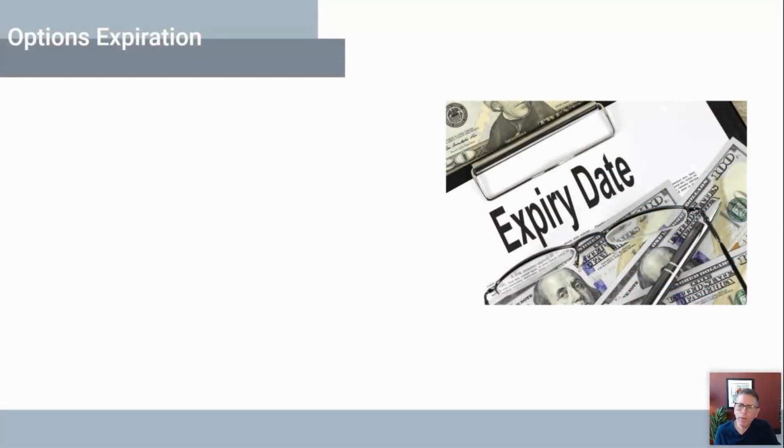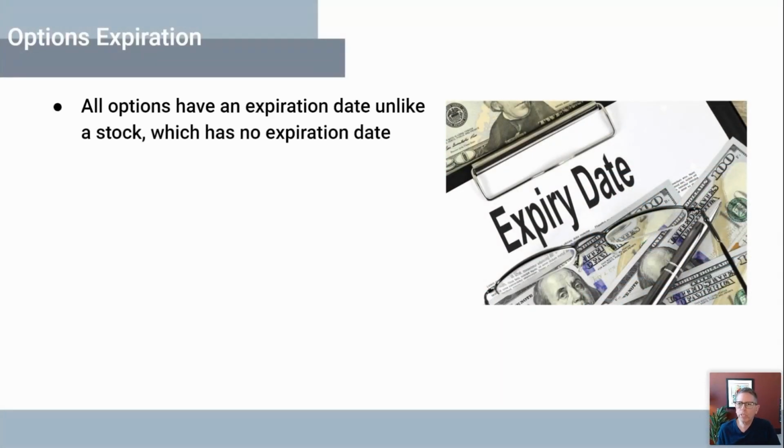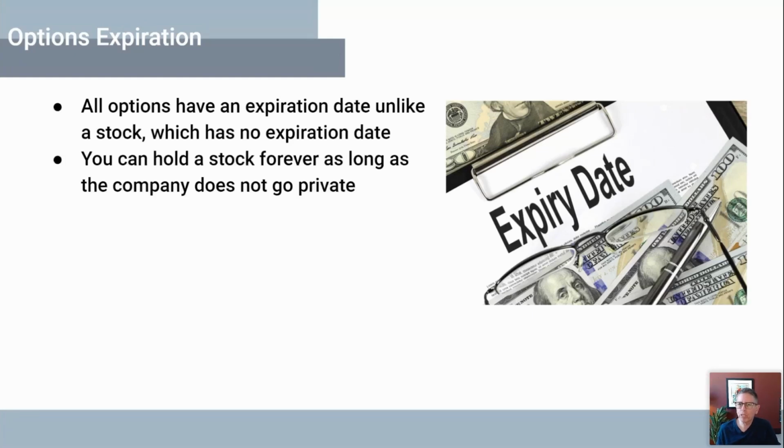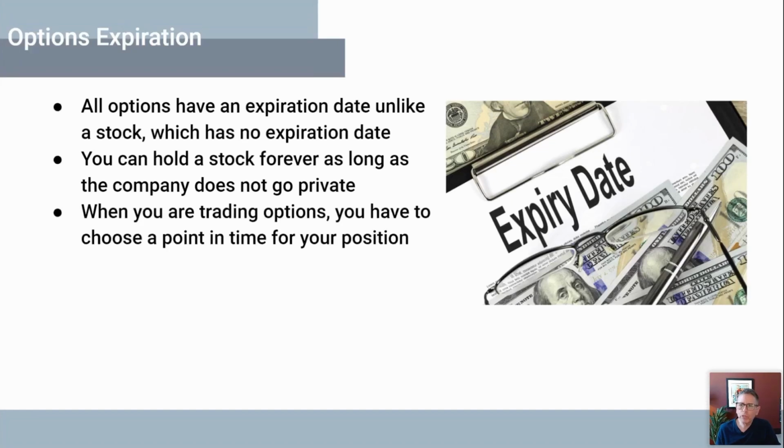Okay, there are three option characteristics. The first one is that all options have an expiration date, which is different from shares of stock, because if you buy a share of a company's stock, there's no expiration date on that position. You can hold a share of stock forever as long as the company does not go private. There's nothing forcing you to close that position, but with option contracts, they all have an expiration date, and the expiration date could be today or it could be 2.5 years from now.